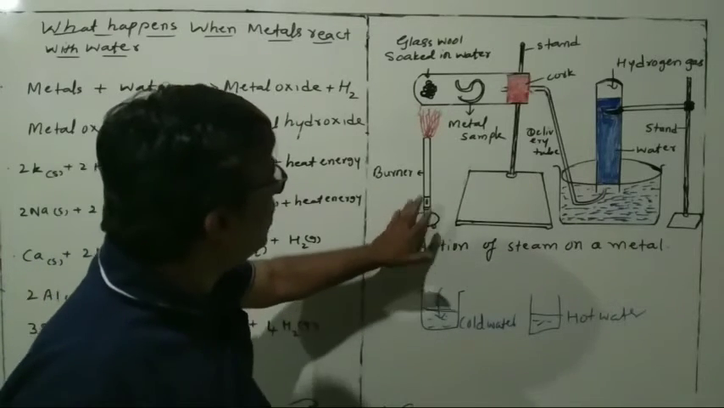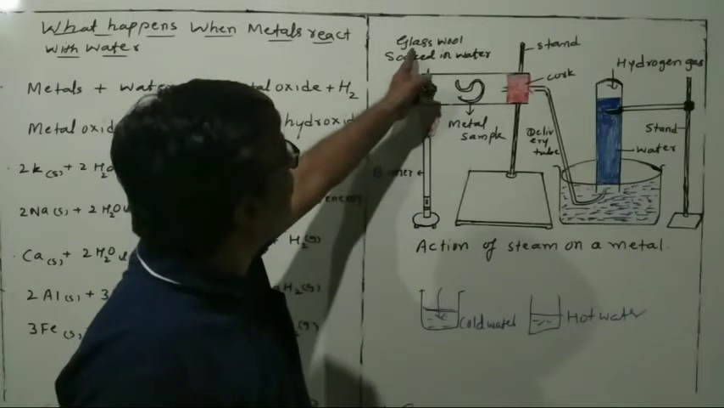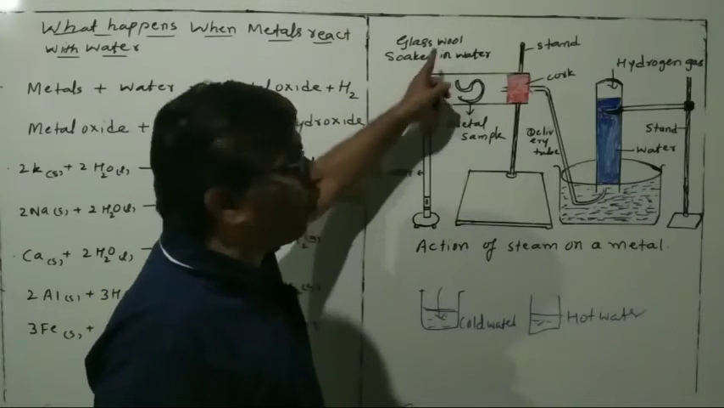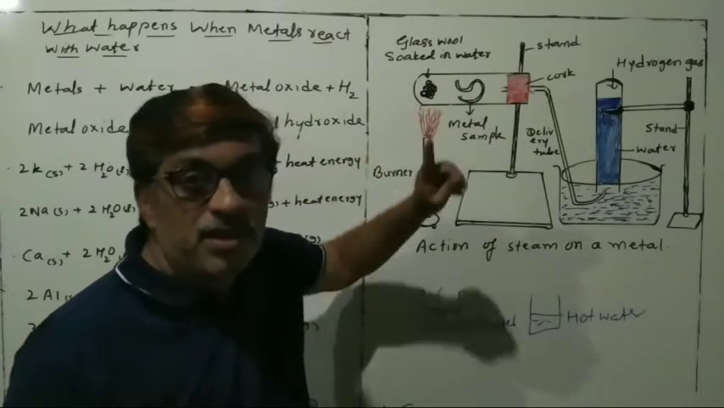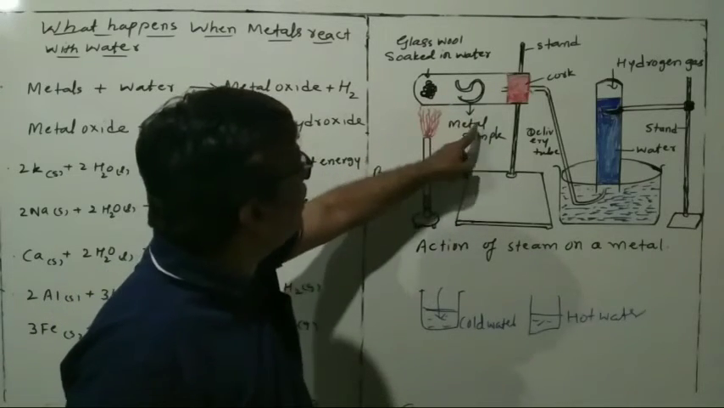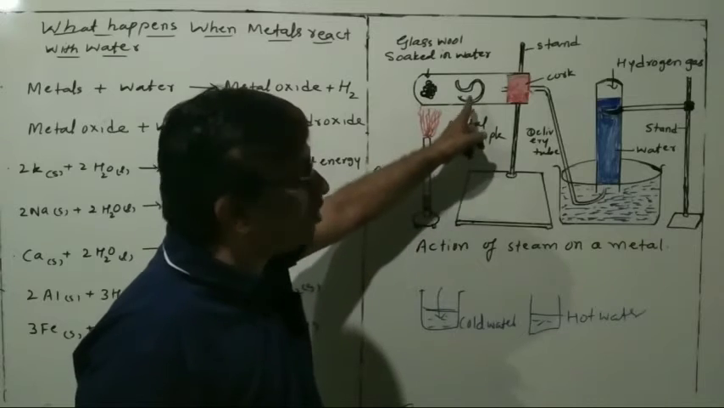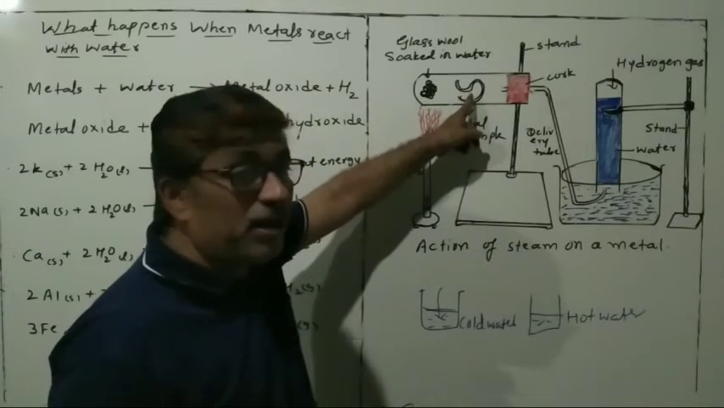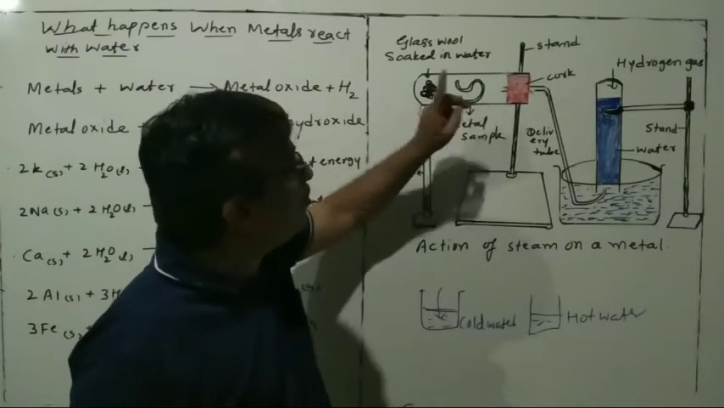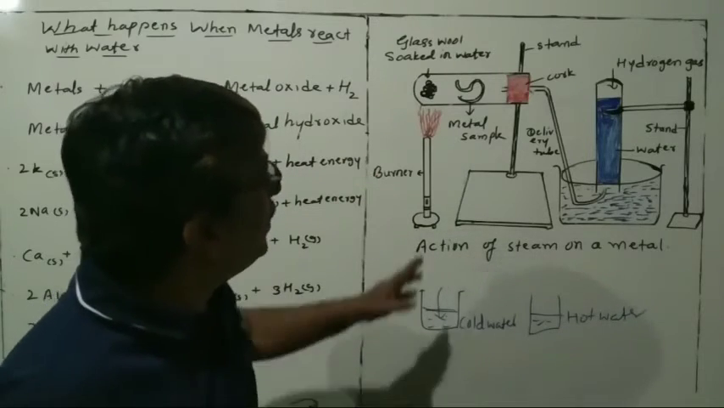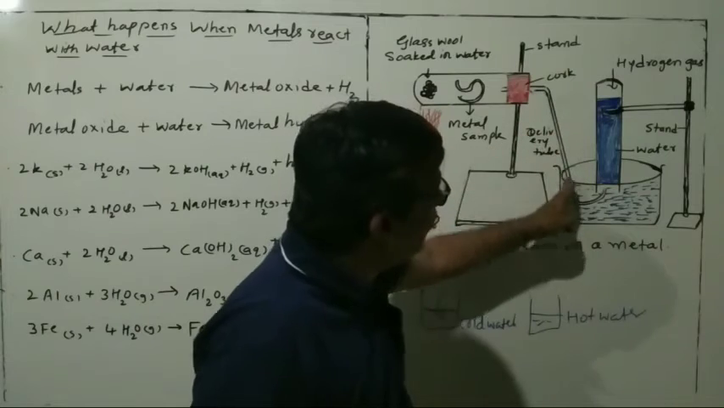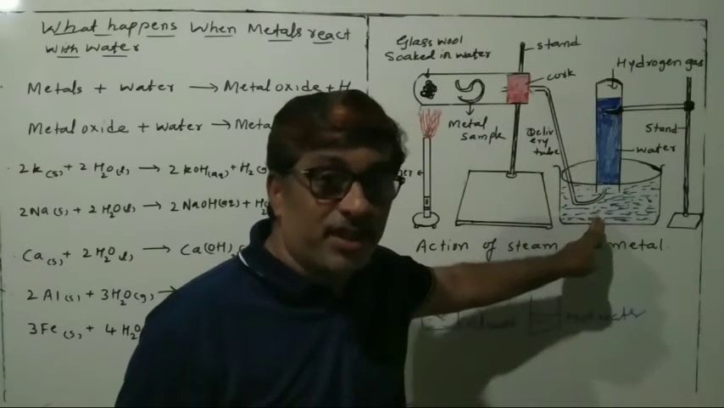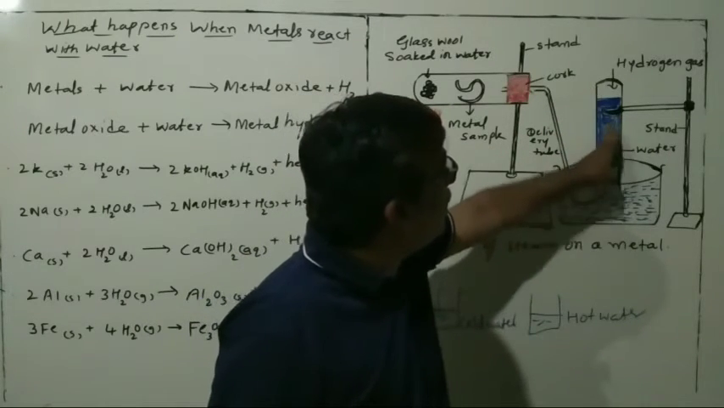So what is the next step when you heat this glass wool soaked in the water? This will produce steam, and this steam reacts with the metal samples or metal pieces that will be there. So that reacts with this. Then hydrogen gas will be liberated and pass through the delivery tube. This is the delivery tube we are saying.